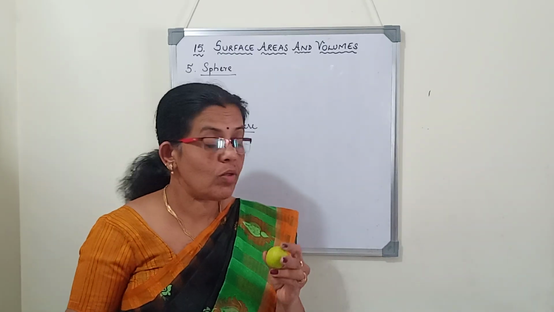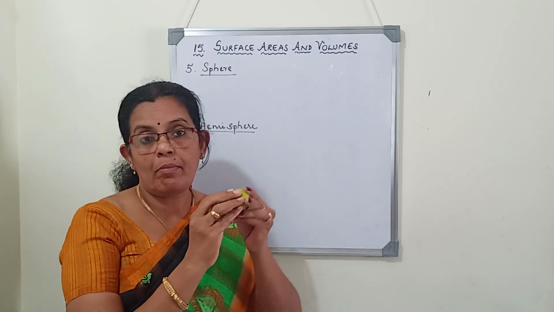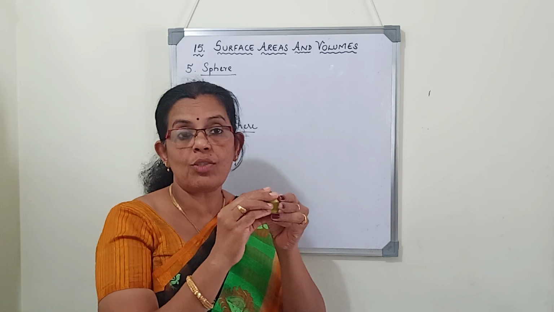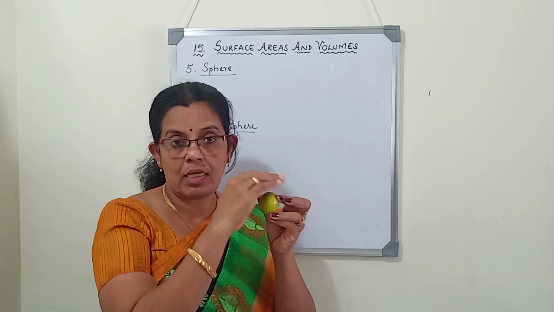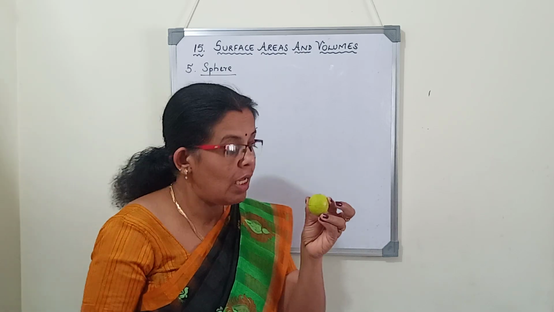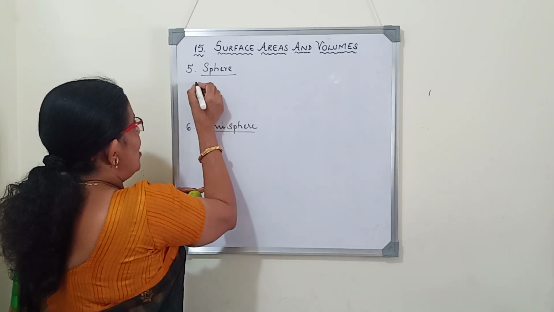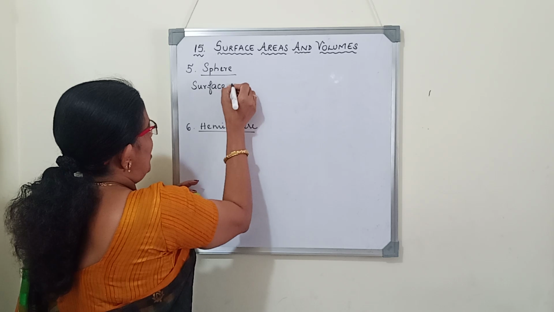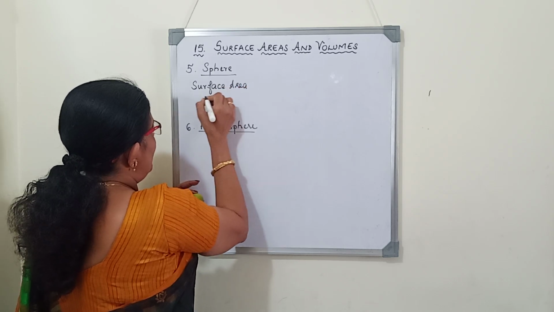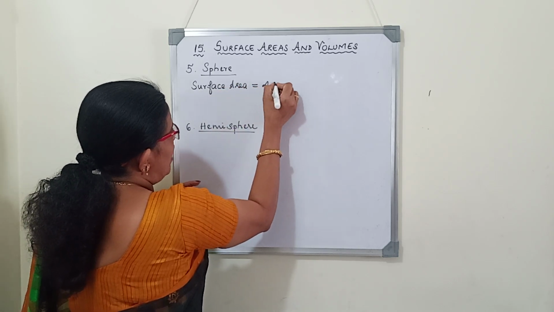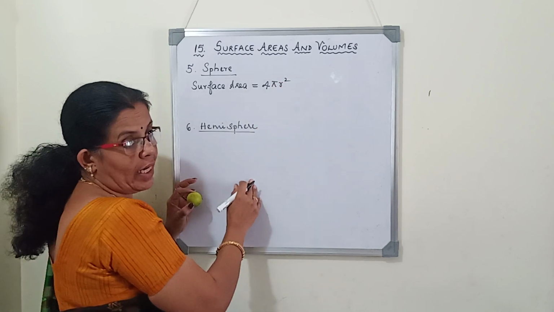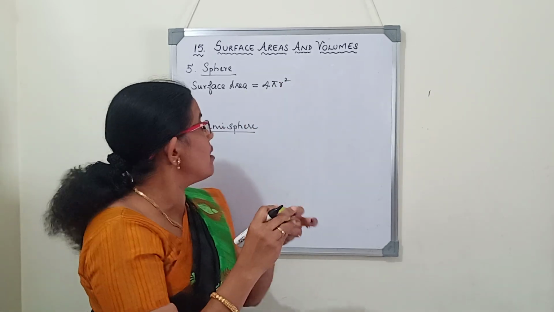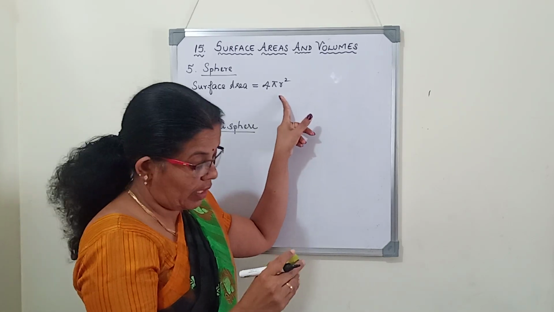Next is about the sphere. See, there is a lemon in the shape of a sphere. For a sphere, there is only one surface, that is a curved surface, so there is only one surface area. Surface area of a sphere is 4 pi r square. So there is only one surface for a sphere and the surface area formula is 4 pi r square.